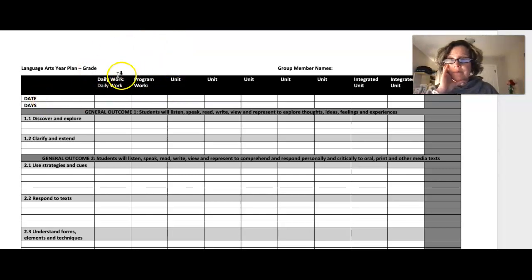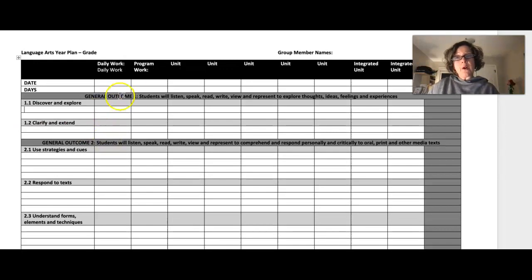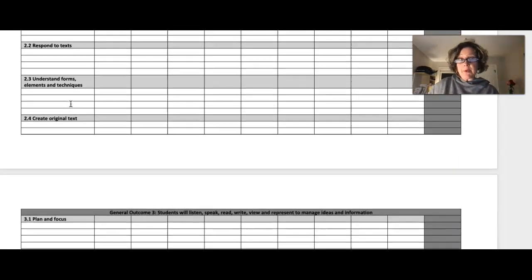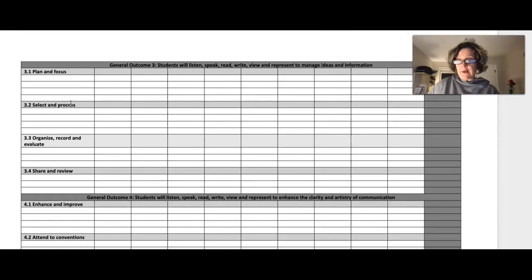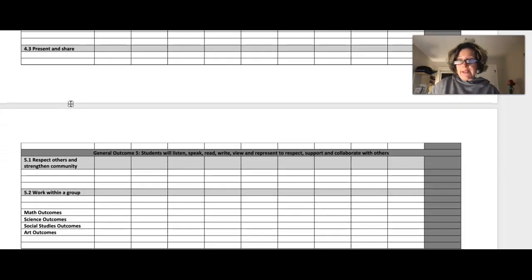So here, daily work, program work, here are your units. Please feel free to move those units around. If you want to start with an integrated unit, you can, and then you can move this around. Again, assessment is coming, know it's coming, but you don't have to do it yet. So your job is to write in all of those, just add in lines if you need more lines, but I've written out all the general outcomes and then all the subheadings. So hopefully that will keep you straight here. Okay. And it goes all the way down to there.